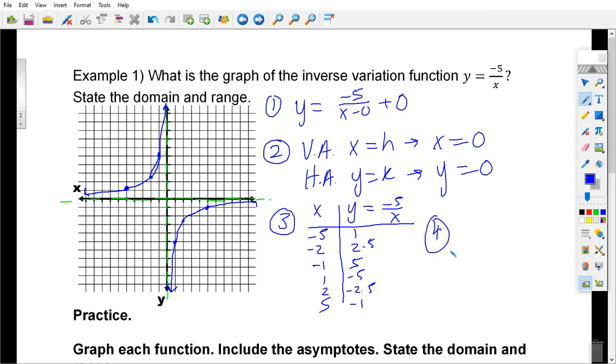Because my asymptotes haven't changed, my domain and my range are still from -infinity to 0 or 0 to infinity. So I'm going to give you the next 5 minutes at your table to practice these 4 steps on practice problems 1 and 2. As you're practicing, if you need help, please let me know. I will gladly assist you.